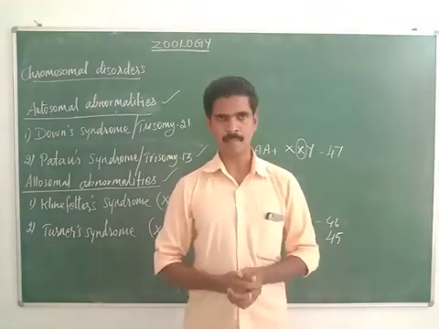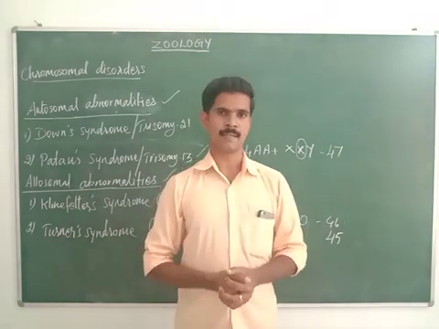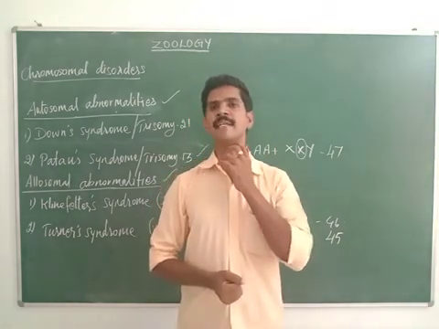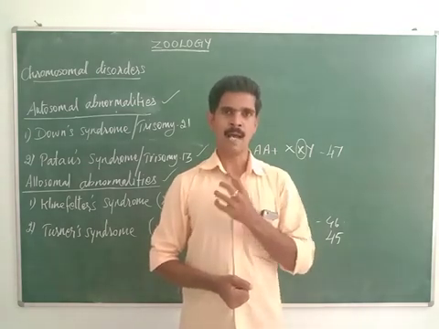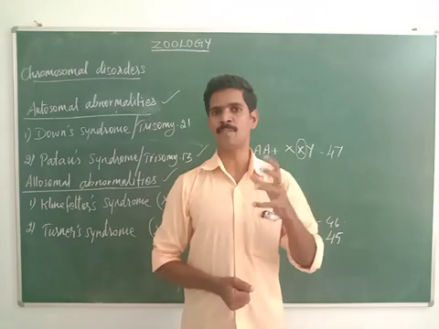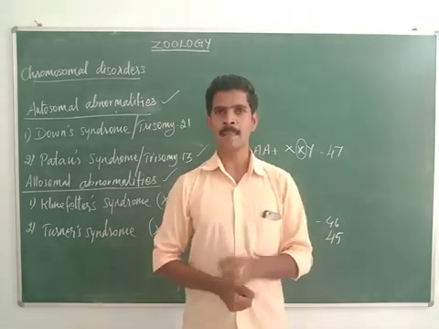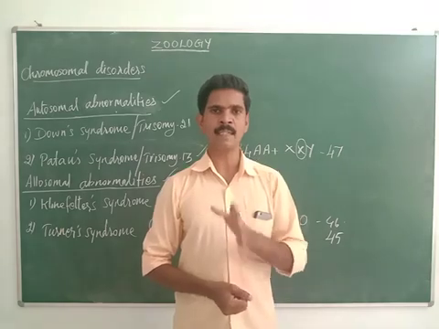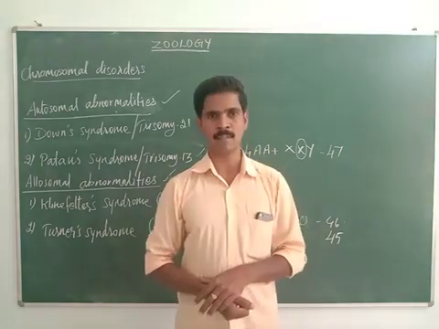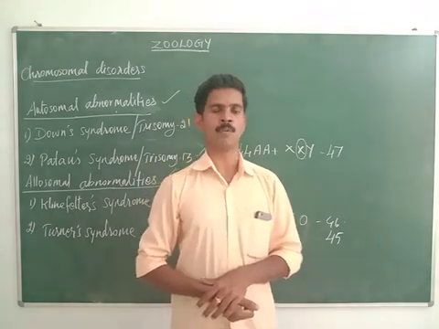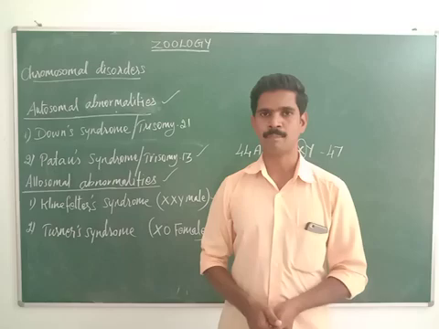Then the second one is that they have a webbed neck, which means the size of the neck is very short. And the size of the breast is also very small, poorly developed breast. And they will not get a normal menstrual cycle during puberty. So these are some of the characters of Turner syndrome.